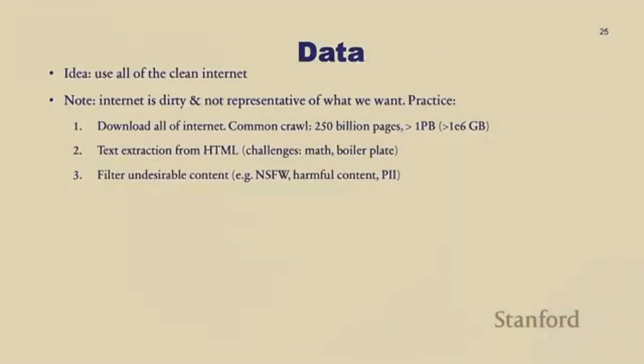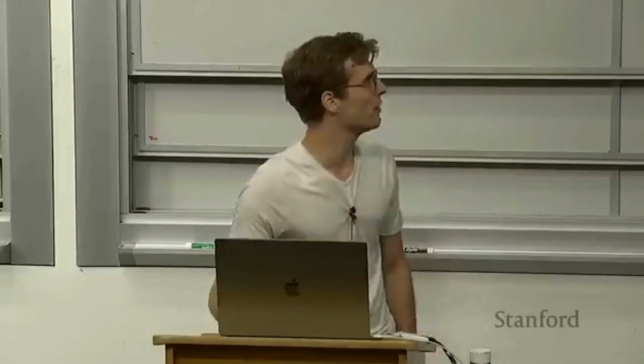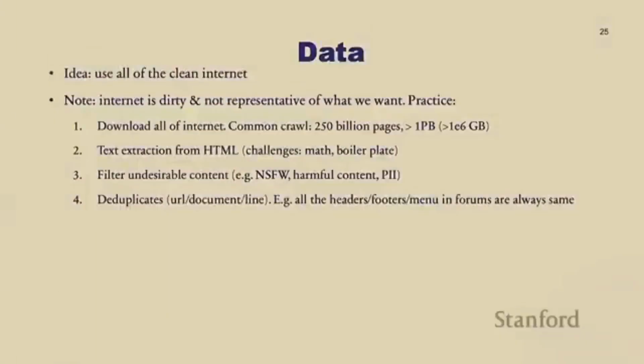There are other ways of doing these things, where you can train a small model for classifying what is PII, removing these things. It's hard. Every point here that I'm going to show you is a hard amount of work, but I'm just going to go quickly through it. So, filter undesirable content. Second, or fourth, is deduplication.